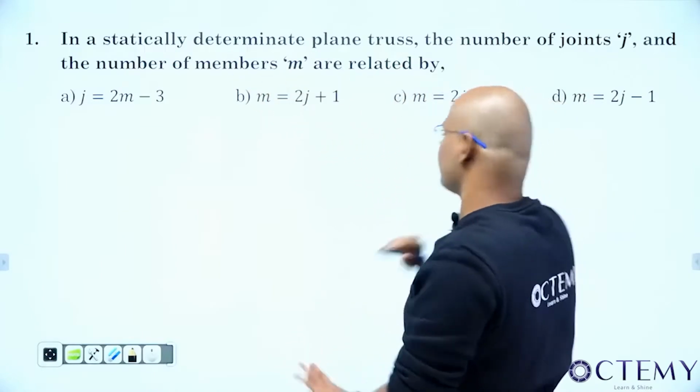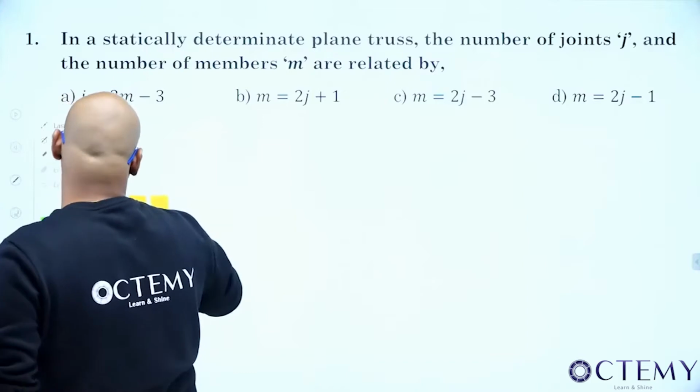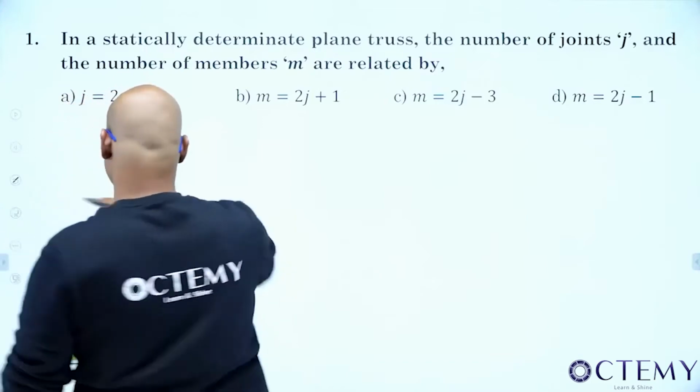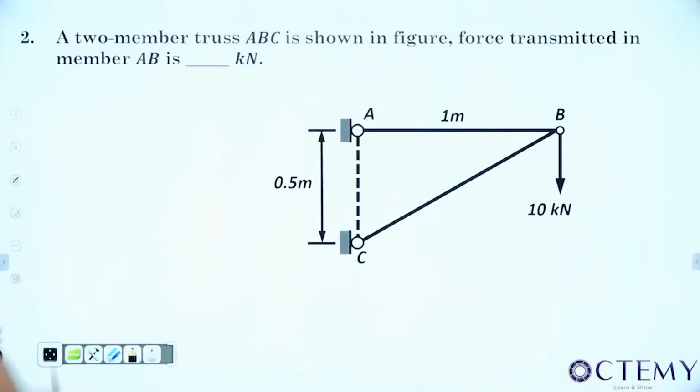For a statically determinate plane truss, what's the relation between the number of members and the number of joints? Directly, it is m equal to 2j minus 3. Go for the next problem.